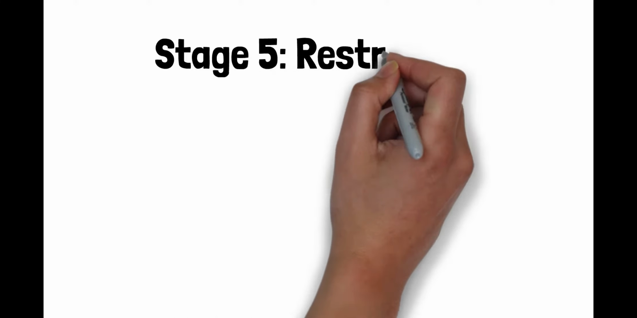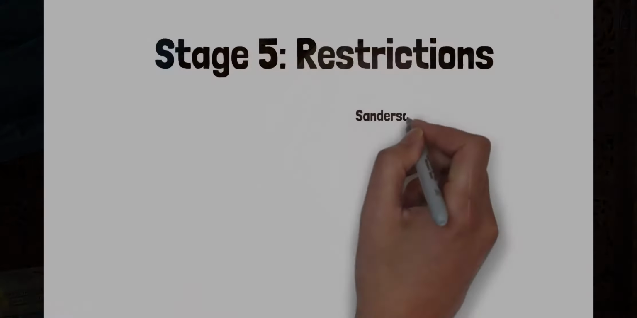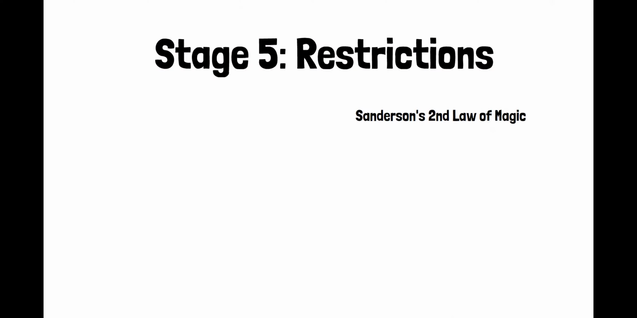Stage 5, restrictions. We now know what our magic needs to be, and we know what it is. It's equally important that we spend some time learning and understanding what it isn't. This pertains to what the magic can't do, as well as what we don't want it to be. There's an article online called Sanderson's Second Law of Magic that I highly recommend you read.